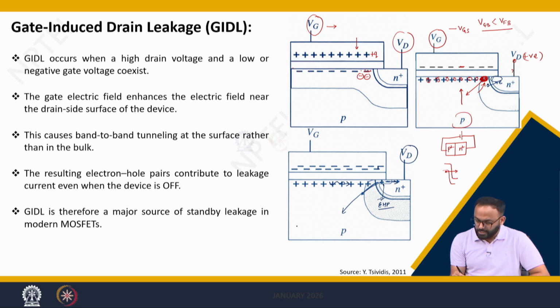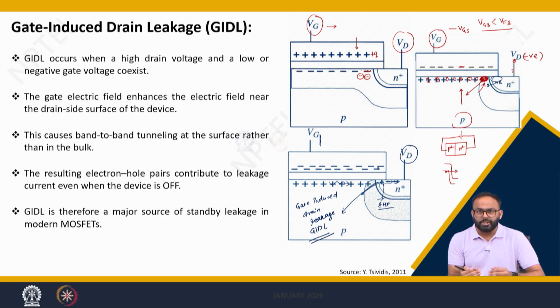In this sense, the gate induces a current which is called gate induced drain leakage. Meaning, when you apply enough gate voltage which causes a depletion at the drain side, a leakage current flows into the junction. That is what is called gate induced drain leakage.